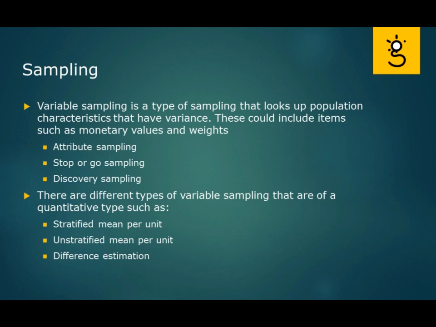Now, when it comes to variable sampling, there are some different types of sampling you can do of a quantitative type. One is the stratified mean per unit, where you can actually break the information down into different groups and look at them individually as groups. The unstratified mean would be to look at the average mean for all of them. And the difference estimation is, of course, knowing what some of the expectations are, what the actual values are, and having, again, those estimates of the differences.